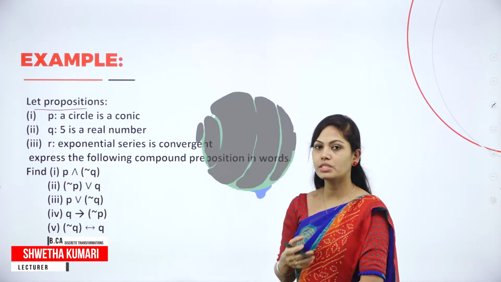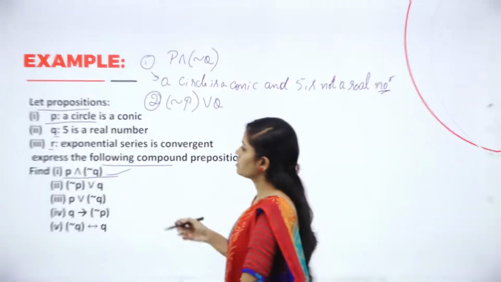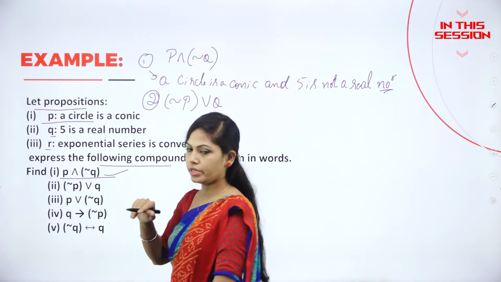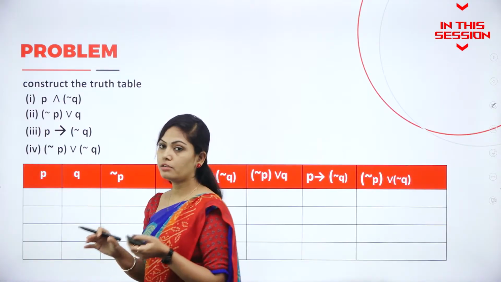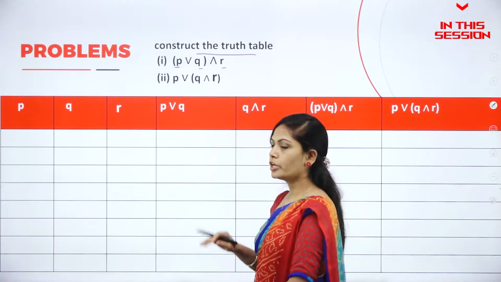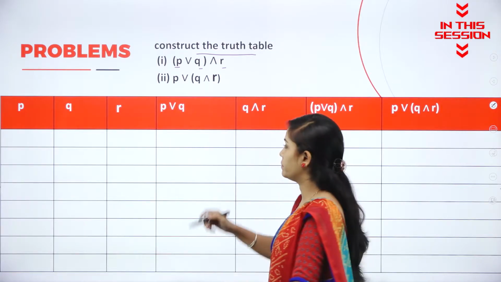A statement which is either true or false is called a proposition. So P means a circle is a conic. And what is negation P? For writing the truth table, you have to check the statements. So if you get 3 statements, how to construct the truth table for 3 statements?